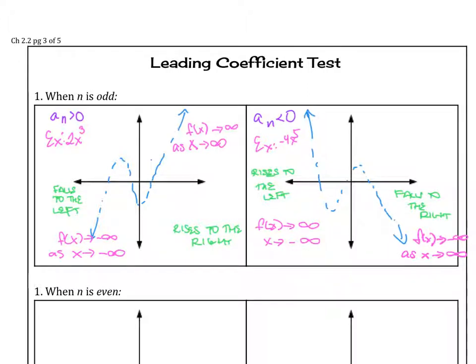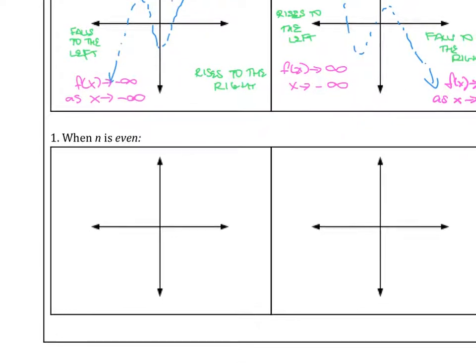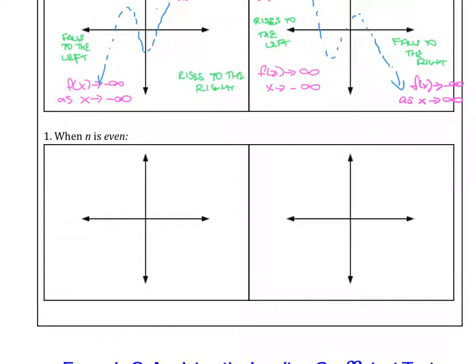When it's positive, it rises to the right and falls to the left, and when it's negative, it rises to the left and falls to the right. Odd, opposite. When n is even, remember that they go exactly the same direction. So a sub n is greater than 0. Let's look at when it's positive. An example of that would be 3x to the fourth power, so it's positive, and we have the power of 4.